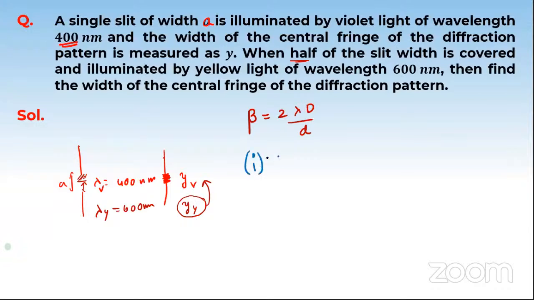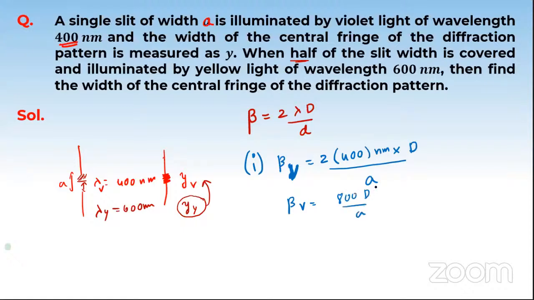The central fringe width, beta. First case I'm using violet. So beta violet will be equal to 2 times lambda violet. What is the violet? It is 400 nanometer, into D. They have not given me any value of D, so leave it as it is. And the slit width is A. So done. Therefore, beta violet, the fringe width of the violet central fringe, will be equal to 800 D by A.